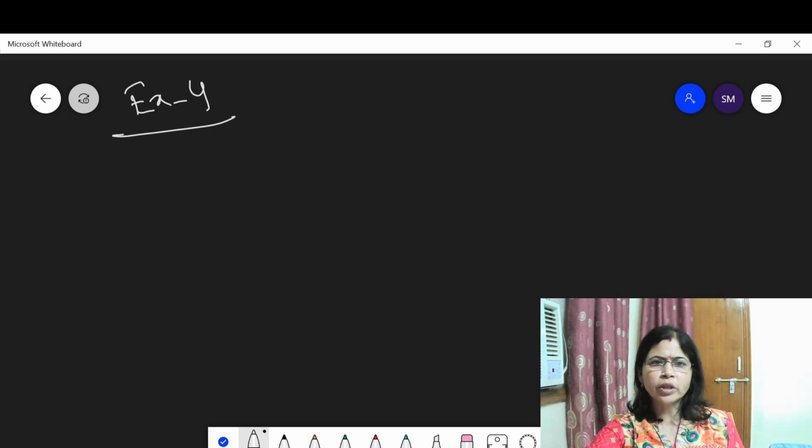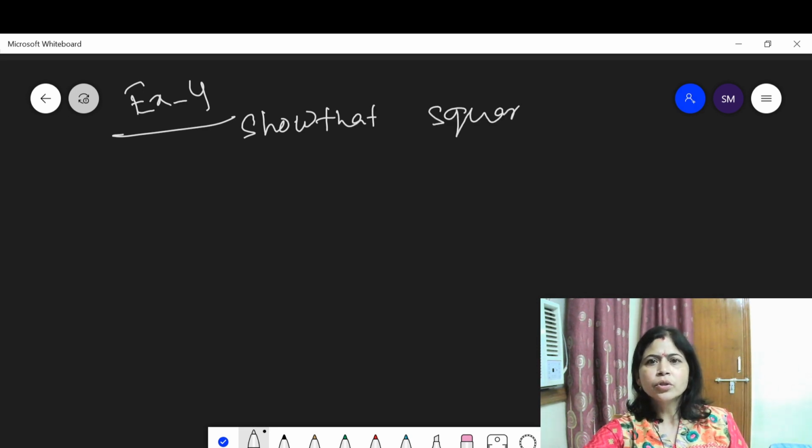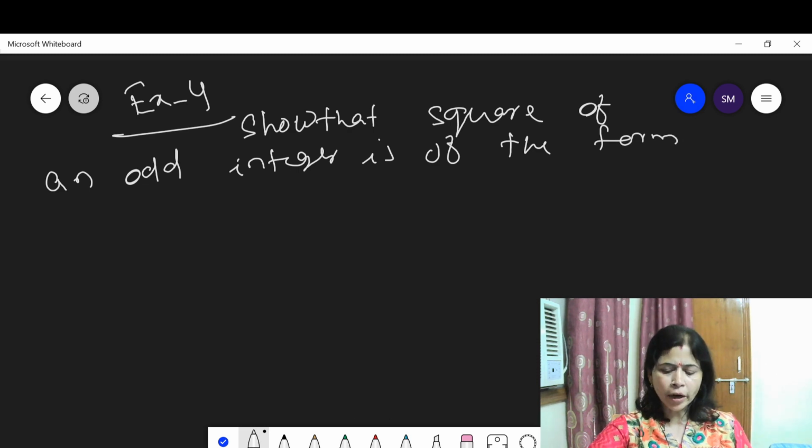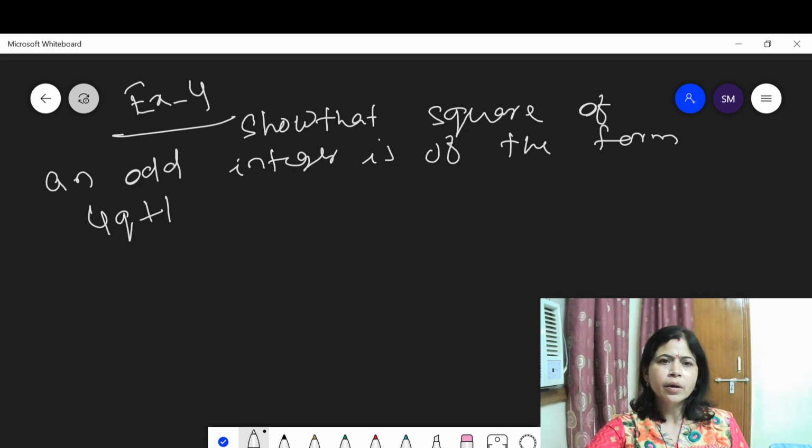Here we have to show that the square of an odd integer is of the form 4q plus 1 for some integer q. Okay, now let us solve.